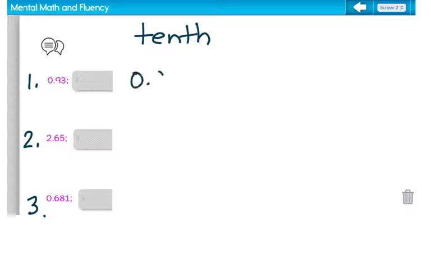93/100 is closer to 9/10. Again, you can put that 0 there or leave it off. Number 2, it's closest to 2 7/10 or 2 70/100. And number 3 is closest to 7/10 or 700 thousandths.